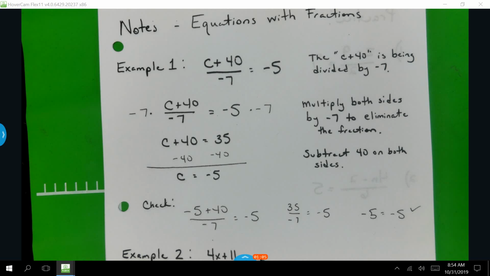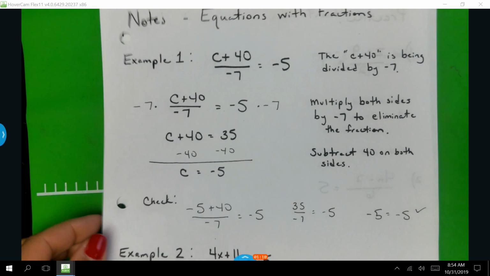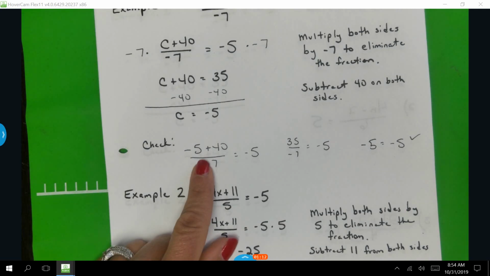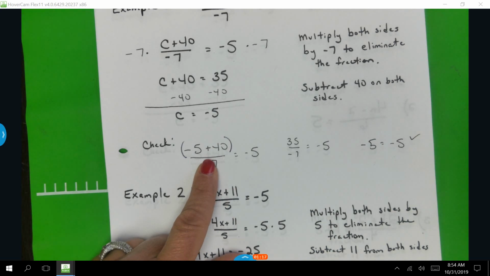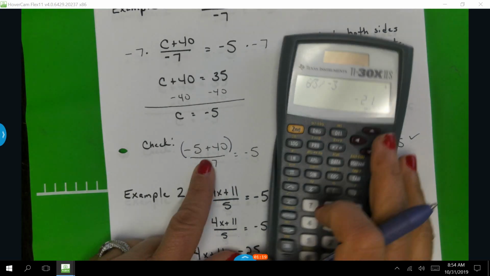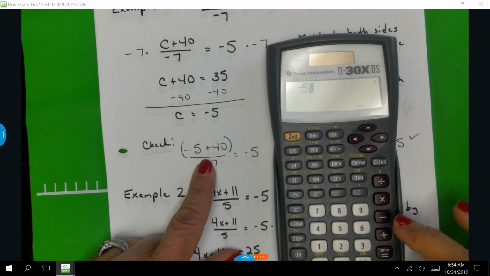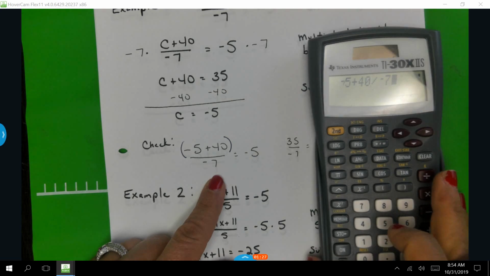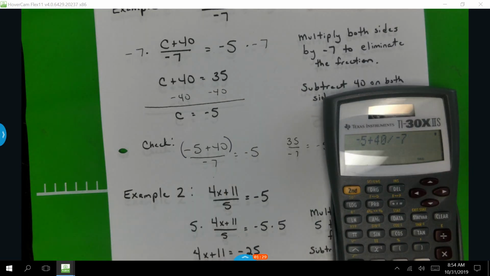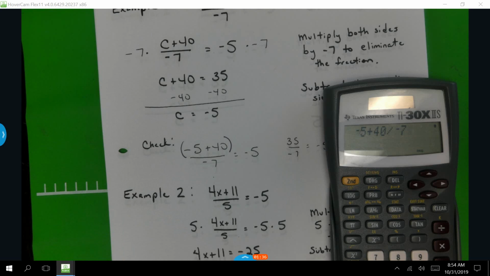So a little different than what we're used to. We're used to, like I said, doing addition and subtraction first, then multiplying or dividing. But when you have a fraction like this, be careful with your check. You have to understand that this is like a quantity. You cannot, in your calculators, do -5 plus 40 divided by -7. If you do that, guess what your calculator is going to do first? It'll do the division first. It'll do 40 divided by -7, and it'll give you that for your answer.